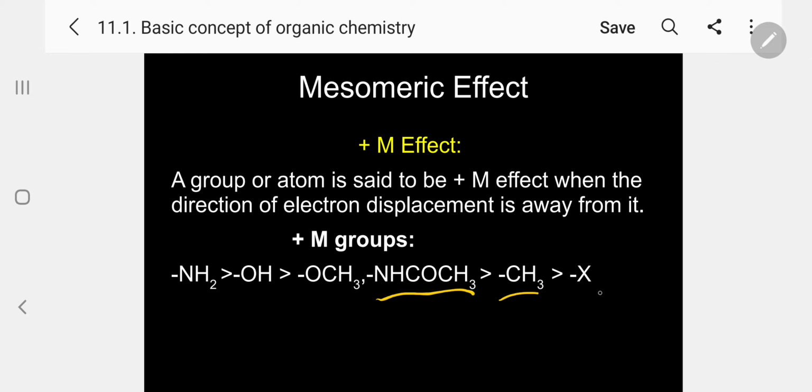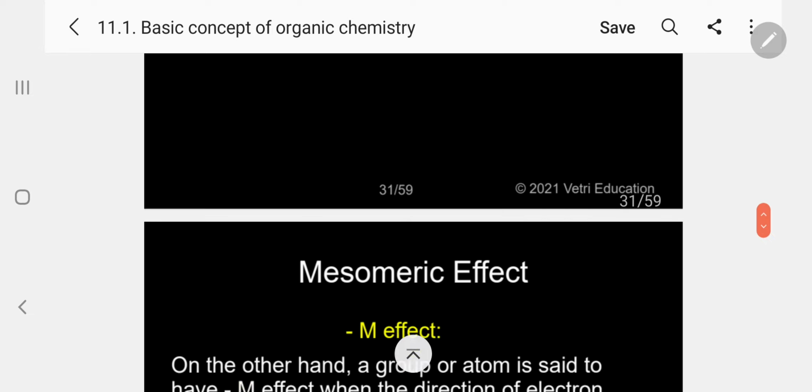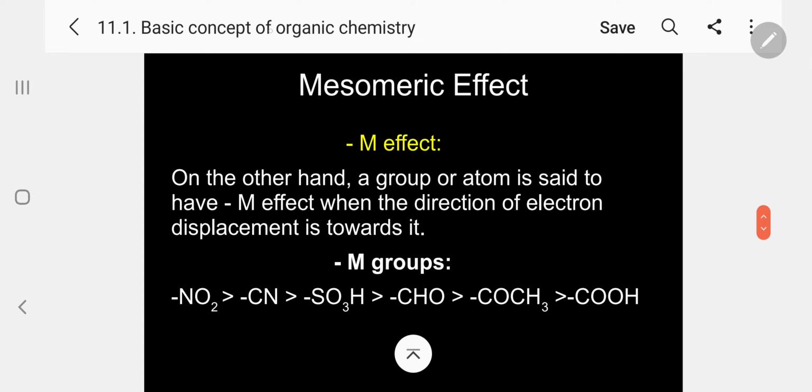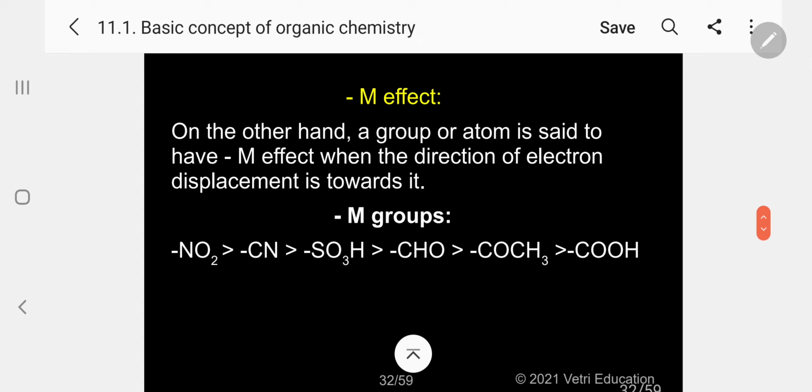NHCOCH3 greater than CH3 greater than X. Please follow. X, under the inductive effect, will act as an electron attracting group, whereas here it is acting as an electron releasing group. Please follow. In the same way, -M effect. On the other hand, kindly follow.